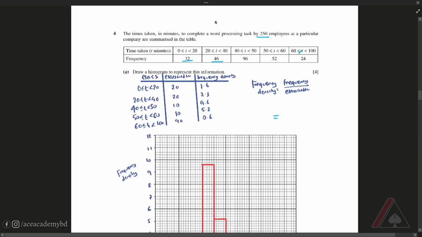So we take the frequency, so let's say the frequency of the first one is 32, and we divide that by the class width. Now the class width here is the upper limit minus the lower limit. So 20 minus 0, we get 1.6. We do the same for the next one. So 40 minus 20 by 46 for this one, and we get 2.3. And we do this for every single data value.